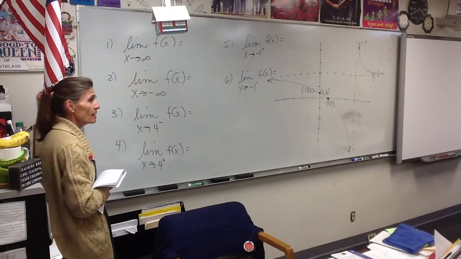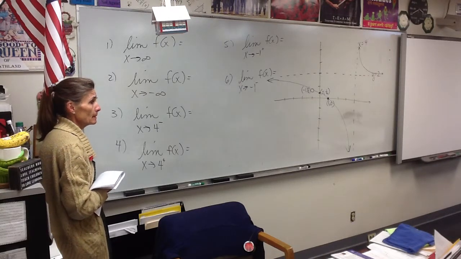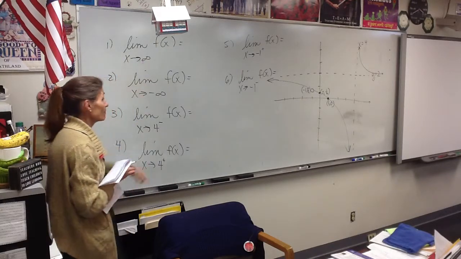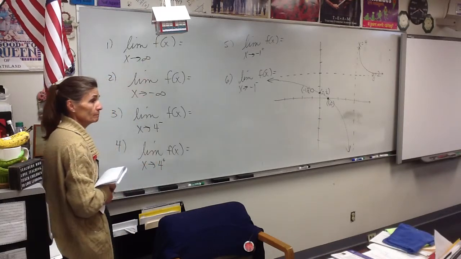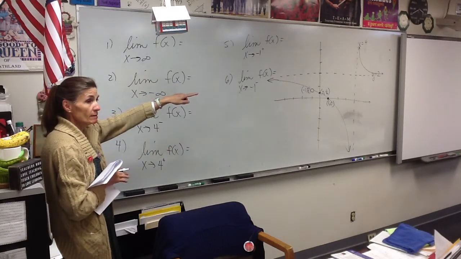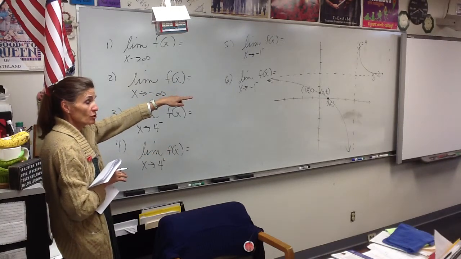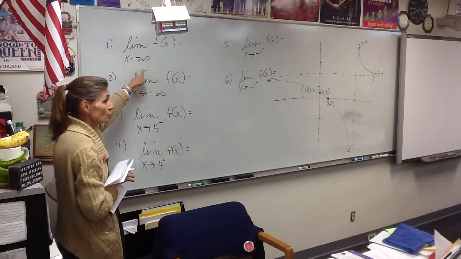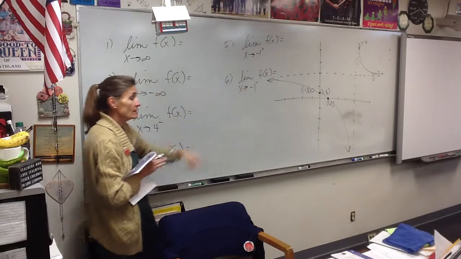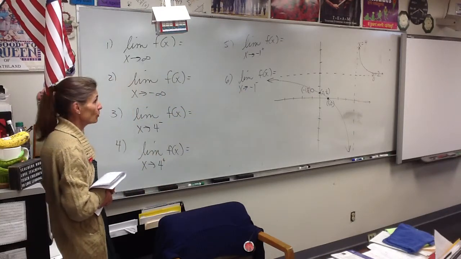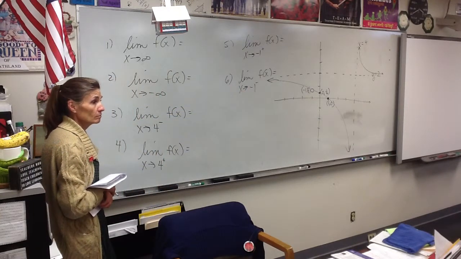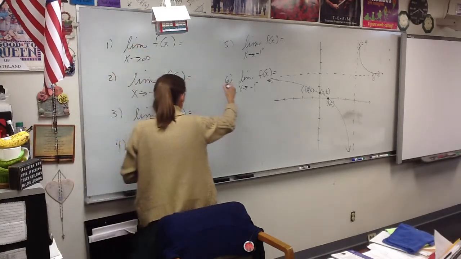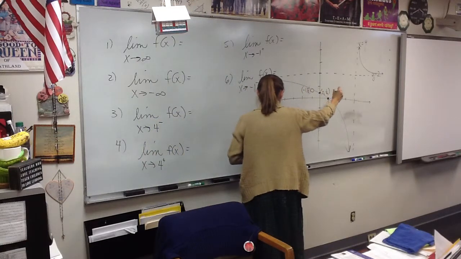No one has any idea about any of them? X approaches infinity. Where is x approaching infinity? Clear over there, right? Tell me what the function's doing. What is your curve doing as you go off the page that way? This says x goes to infinity. That's that way. Tell me what the curve is doing. As you draw that picture and you head off the page on the right side, what is the curve doing?